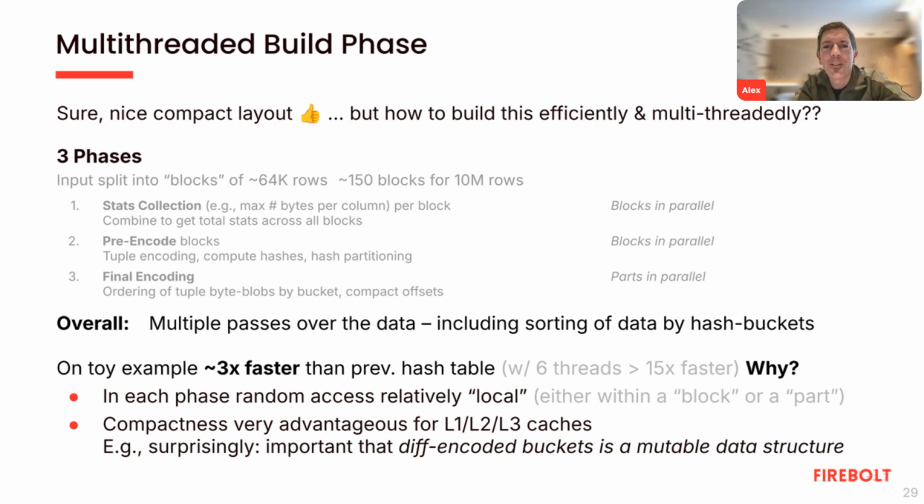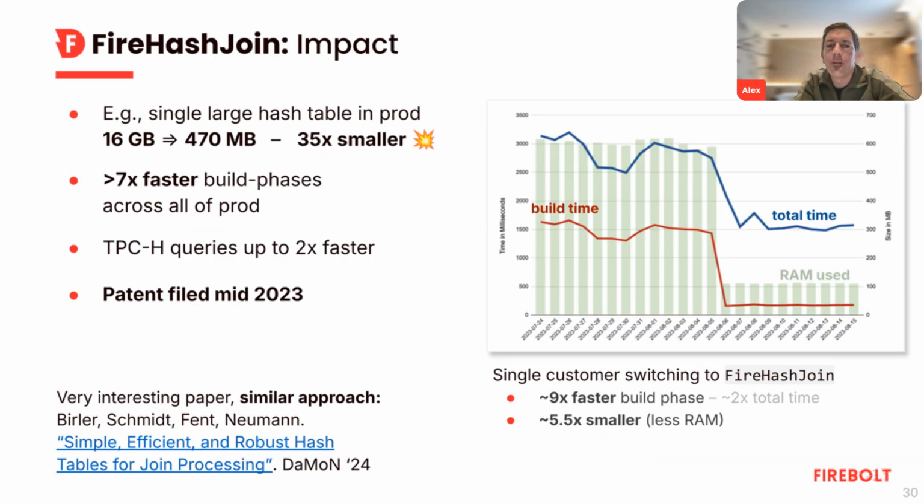Let me now switch gears once more, final time, and tell you a bit about the impact in prod. So first of all, an extreme example, we had a single large hash table in prod that shrunk from 16 gigabytes down to 470 megabytes. So that's a 35x factor, which is pretty extreme. And that was just one important hash table of one customer.